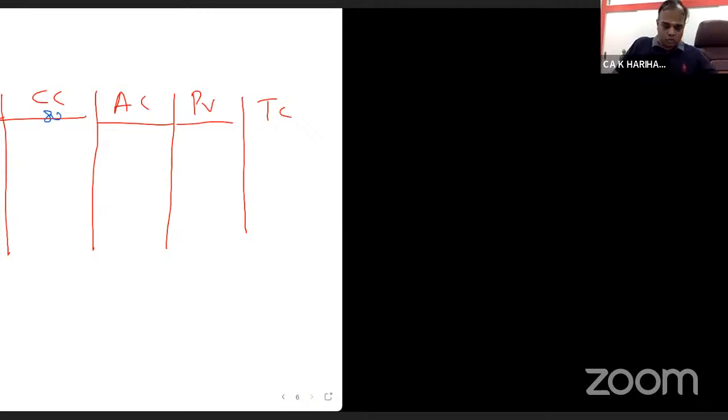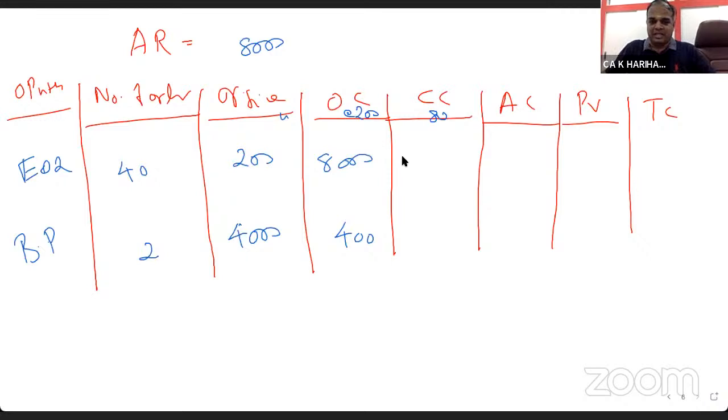So, what about half of the order size? Order size is how much? 200 into half, 1 by 2 into 80, is equal to 8,000 rupees, the carrying cost in case of EOQ. Whereas in the second circumstance, half of the order size, 4,000 into 1 by 2 into 80, comes to 1,60,000. Am I right or not? But how much percent discount is given in this question? 4% discount. After discount, how much? 1,53,600.